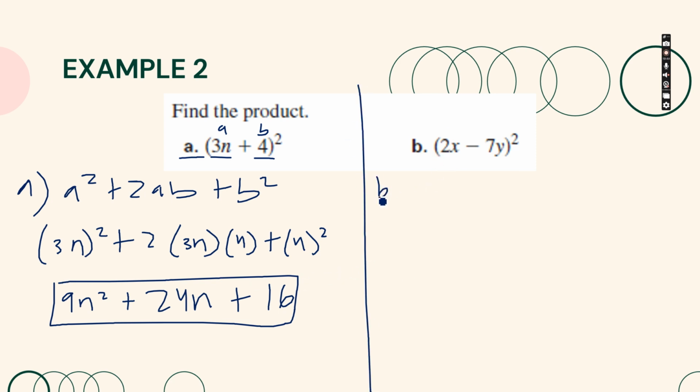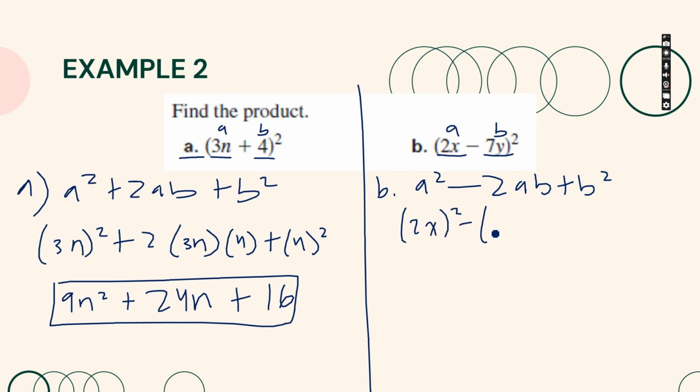Same thing for B. B will use the same pattern, but the negative version. So in this case, it should look like a squared minus 2ab plus b squared. And then same thing, we just substitute a and b for whatever they are in here. In this case, a is 2x and b is 7y. So substituting all of that, we get 2x squared minus 2 times 2x times 7y plus 7y squared.